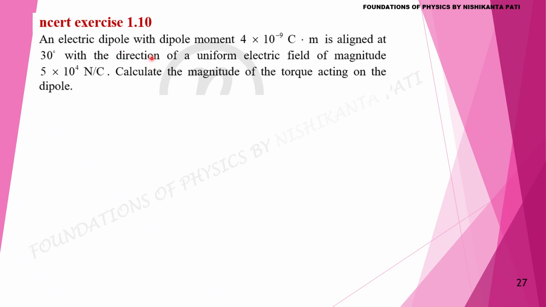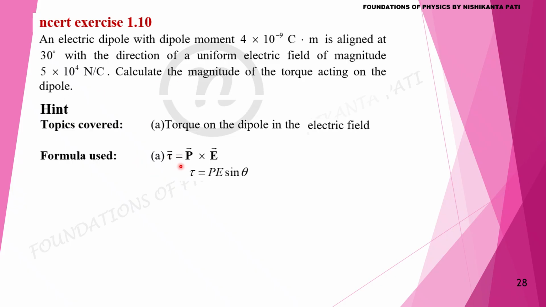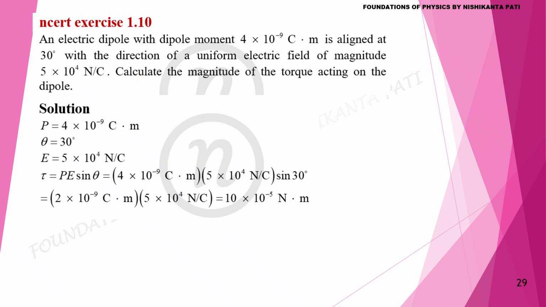An electric dipole with dipole moment is aligned at 30 degree with the direction of a uniform electric field of magnitude. Calculate the magnitude of torque acting on the dipole. The torque on the dipole is P vector cross E vector. The magnitude of the torque is P E sin theta. P given, E given, theta given. After putting, the unit is coming Newton dot meter. So the answer is 10 into 10 minus 5 Newton dot meter.